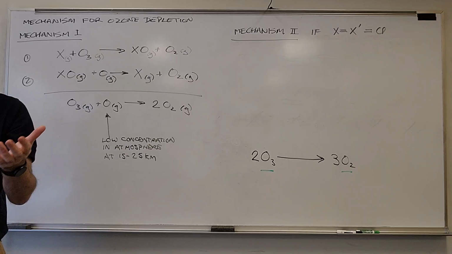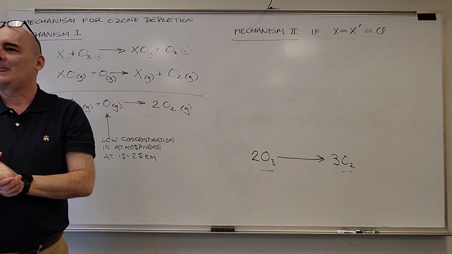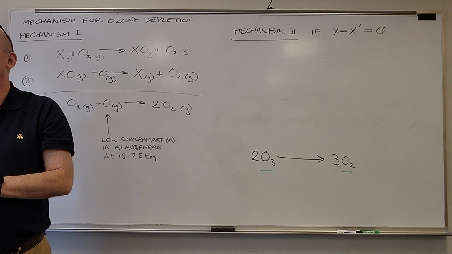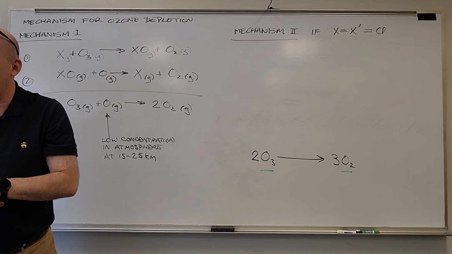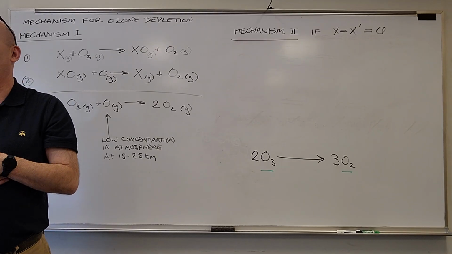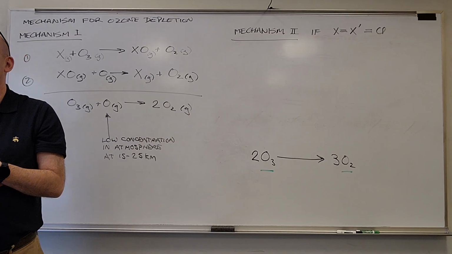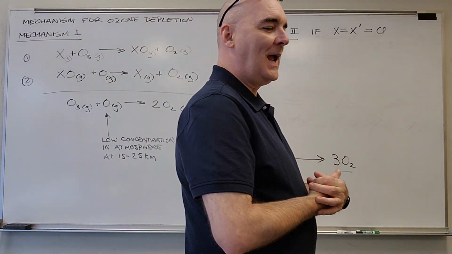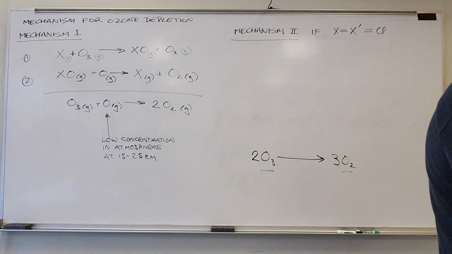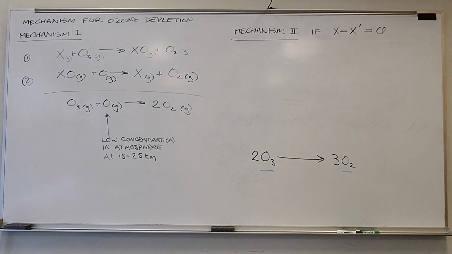Line 3 is now line 2. It will be the same concept as previously, but its X is now replaced by Cl. Wherever there was an X, that X is now Cl. Okay?